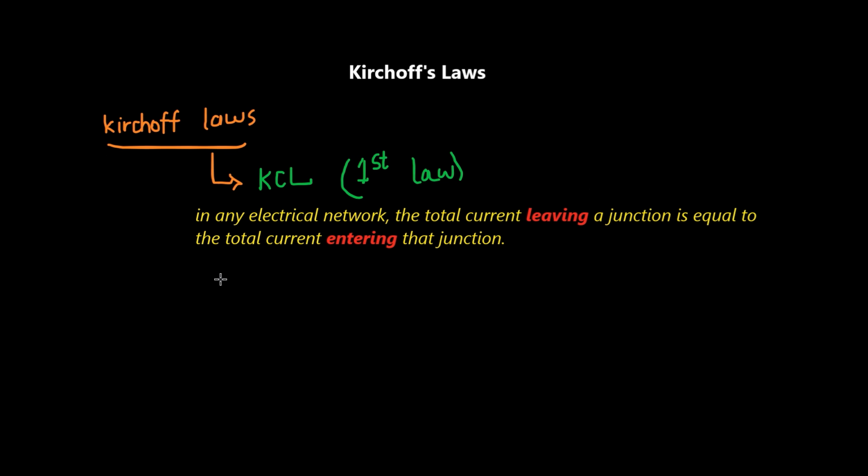Kirchhoff current law states that, in any electrical network, the total current leaving a junction is equal to the current entering the junction. Alternatively, we can say that the incoming current is equal to the outgoing current.